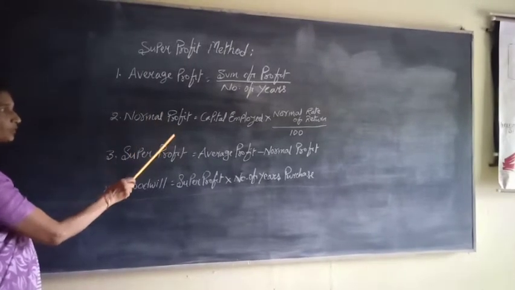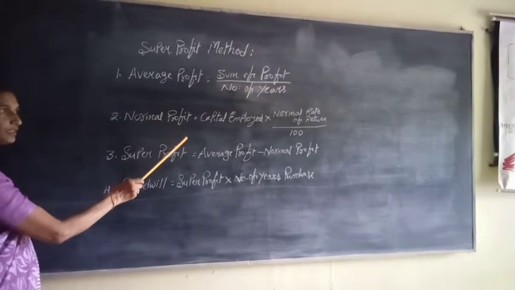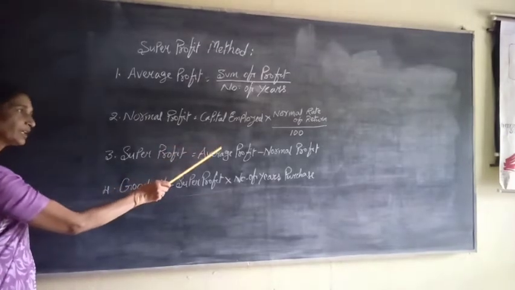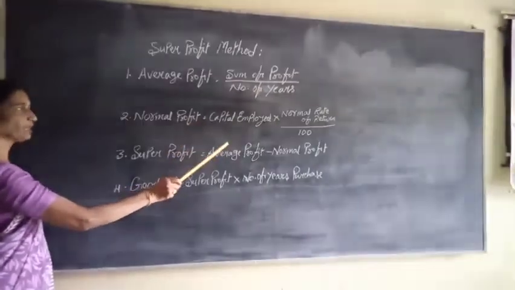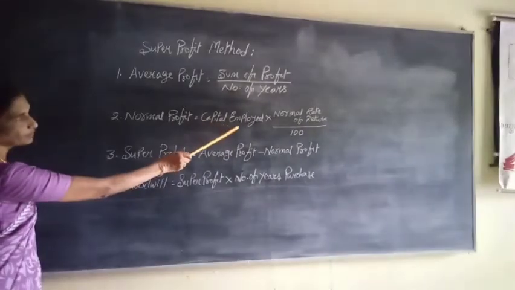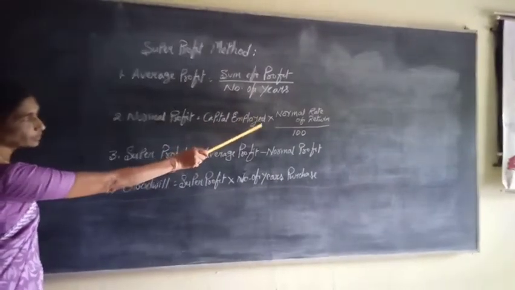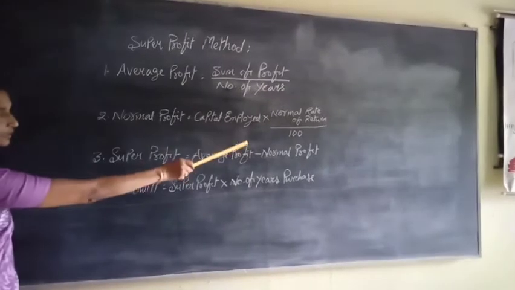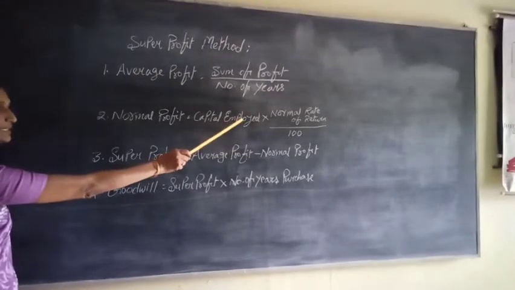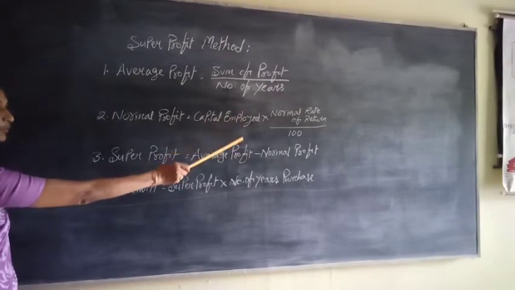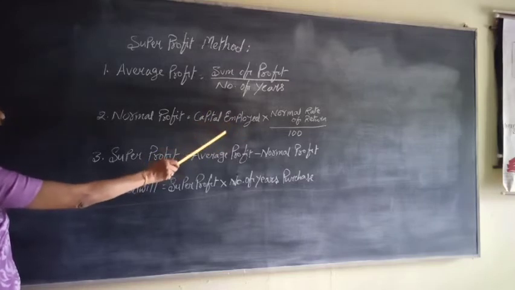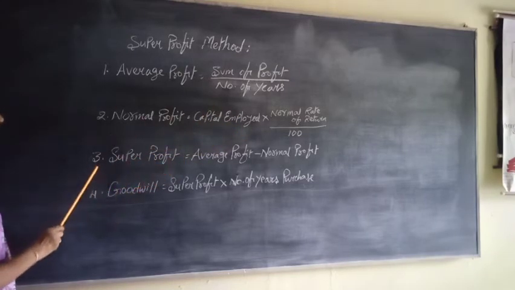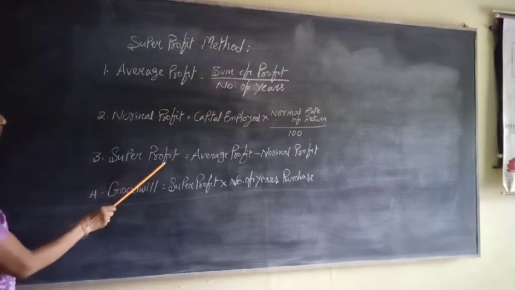What is normal profit? Normal profit is the profit that the other businessmen are earning by employing this much in this type of business. Capital employed into normal rate of return upon 100. Normal rate of return means risk return, the money rate of profit which the businessman can get in this type of business. And the third one is super profit.